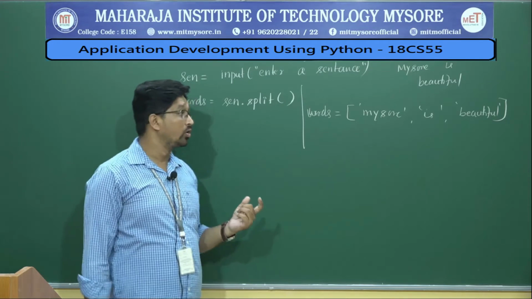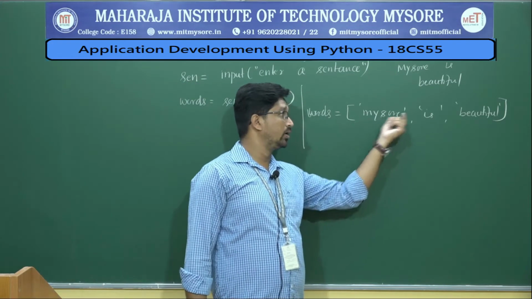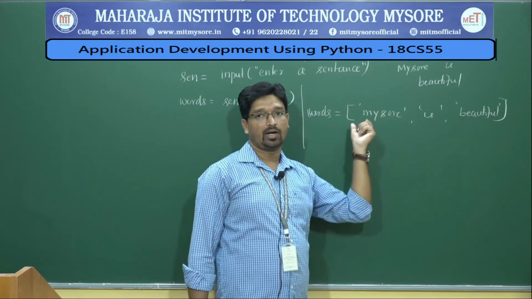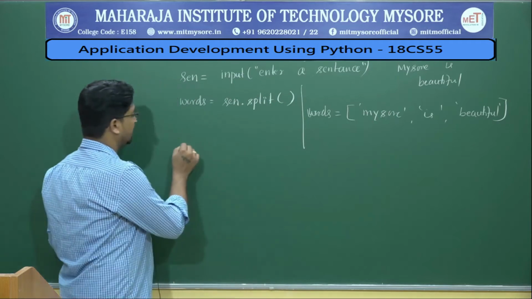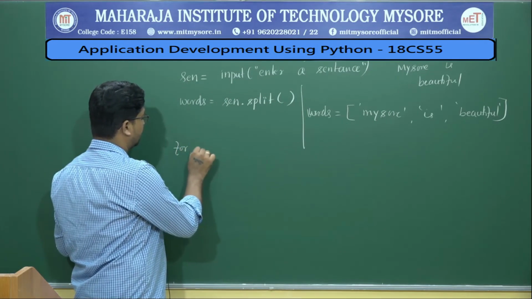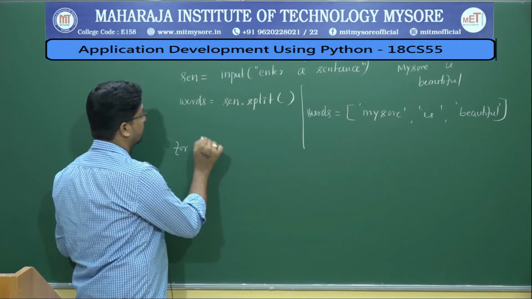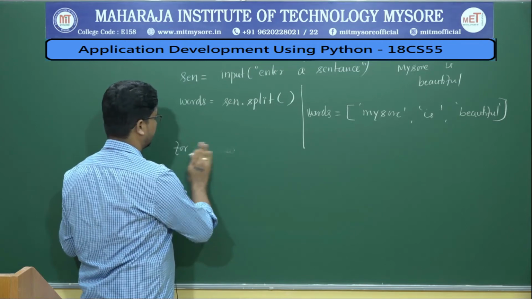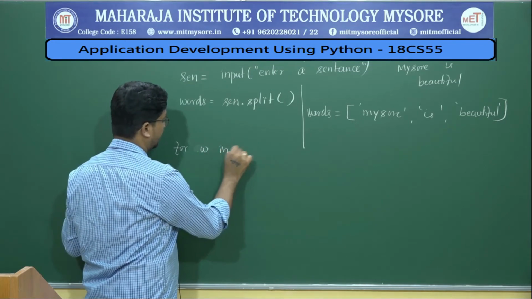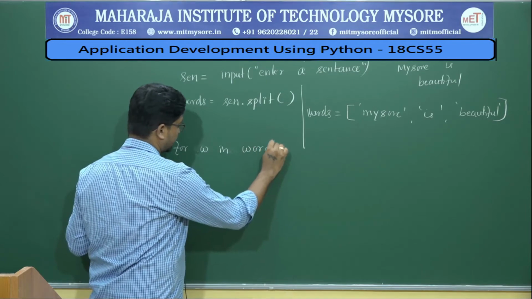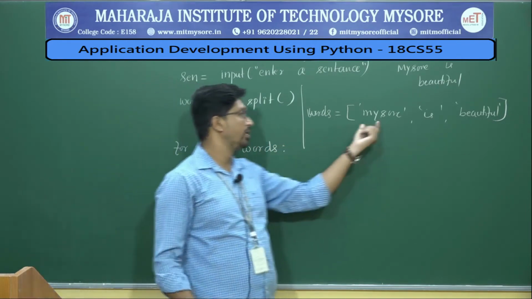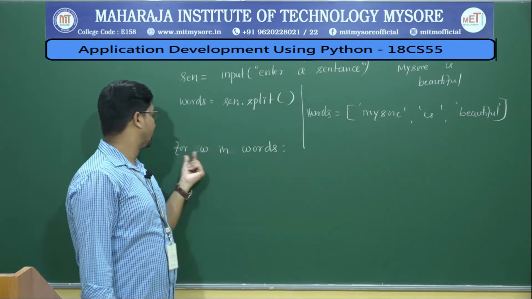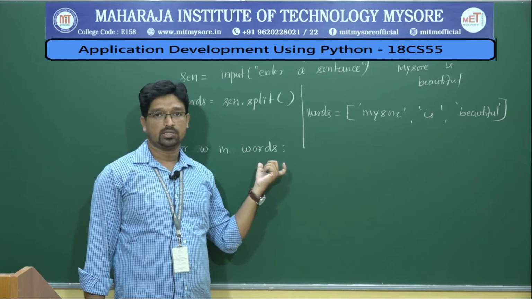Next, what you should do? You should compare each word. For that, I will write a for loop. Let us say, sorry, for w in words. So this will initially point to Mysore, then is, then beautiful. So this is for w in words.